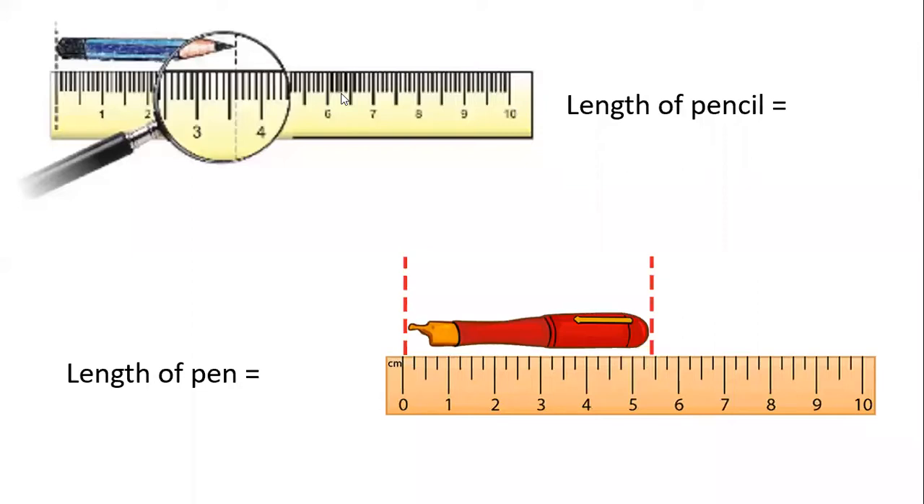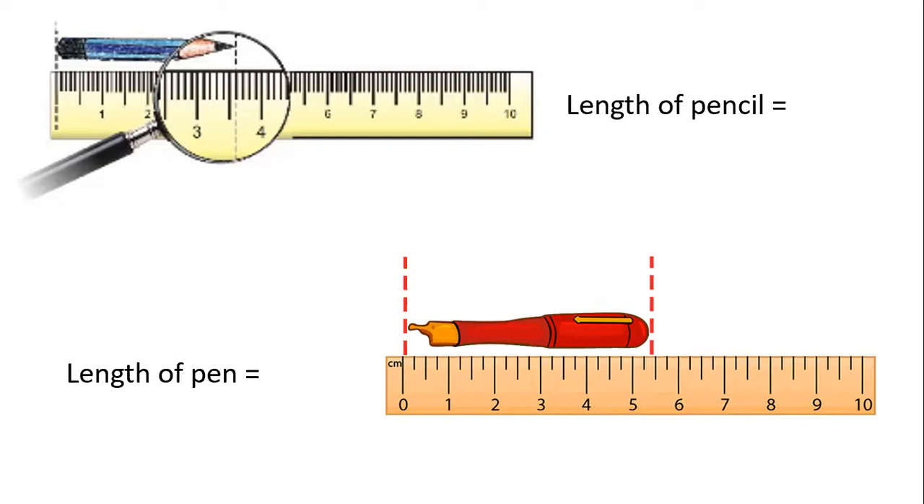Sir, this pen is so small. The length of the pencil is 3.6 centimeters. Pencil, both are small. Yes, sir, 3.6 centimeters. And sir, the length of the pen is 5.7. On this centimeter scale, 3 centimeters and 6 millimeters, so 3.6.